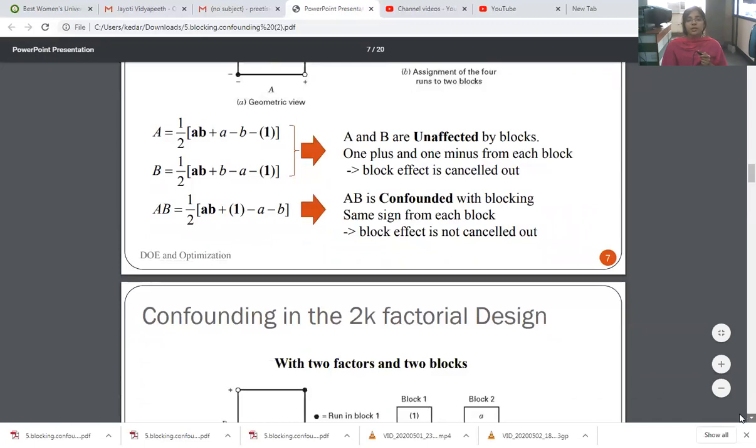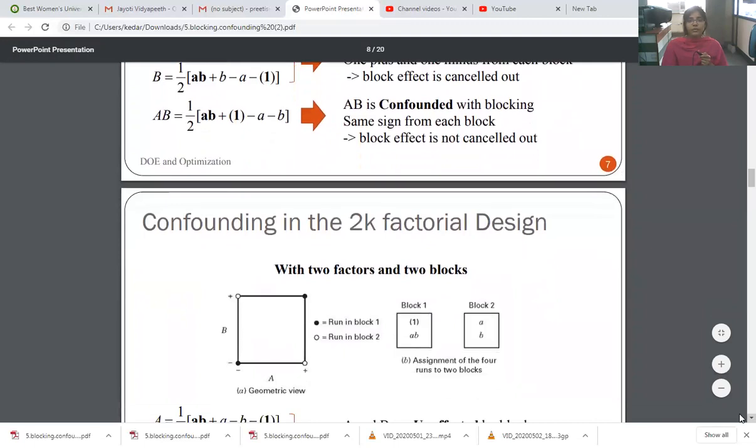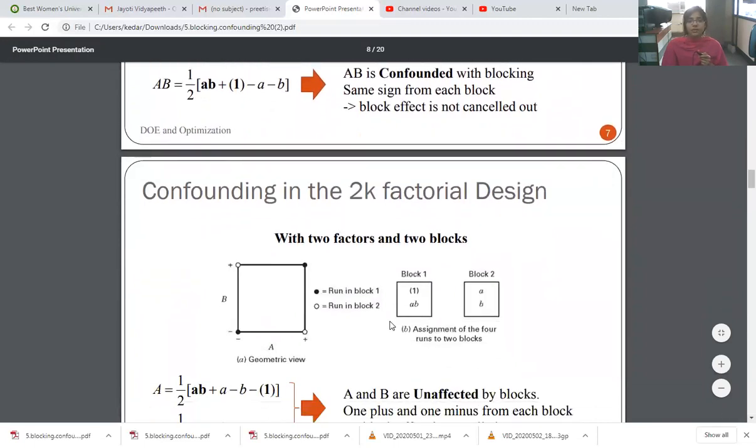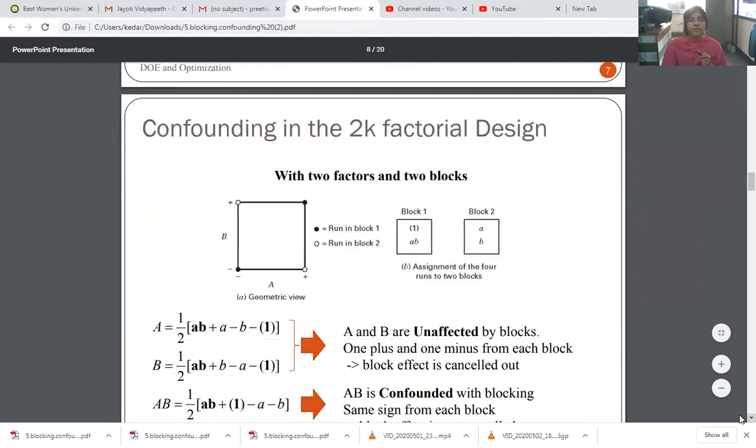Confounding in the 2^k factorial design with 2 factors and 2 blocks. Just for the example, for understanding: A is equal to half of (AB + A − B − 1).